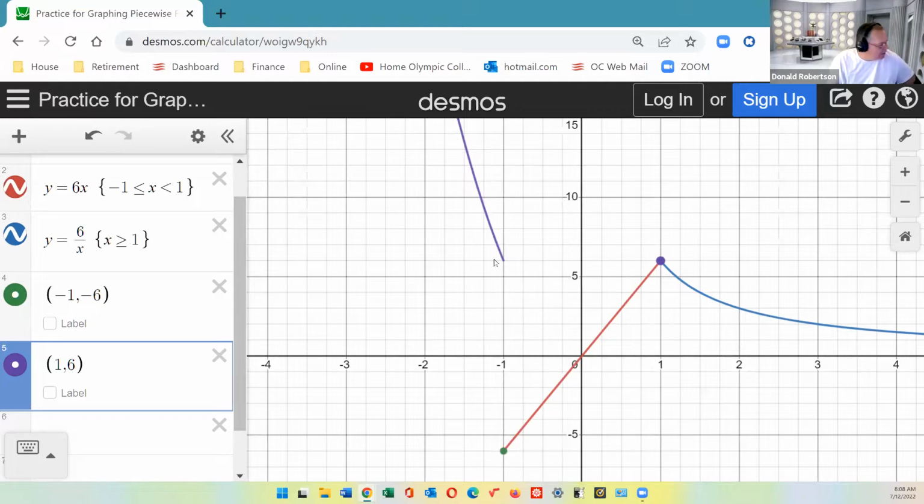Right? Now, I haven't found out how to make Desmos do it, but see this guy up here? Shouldn't there be an open circle there? I just don't know how to make Desmos plot open circles. I know how to plot solid filled-in dots, but I haven't figured out how to make it an open circle. So can you just pretend there's one there?